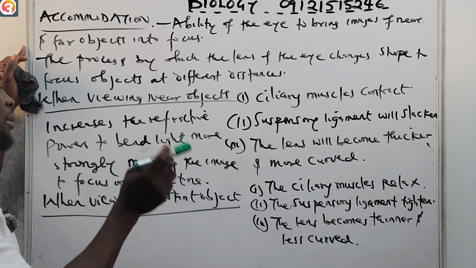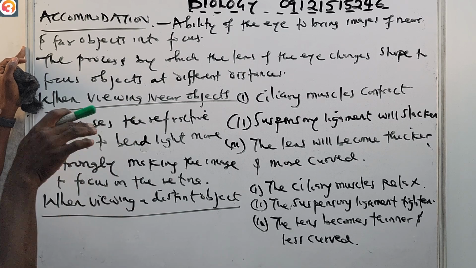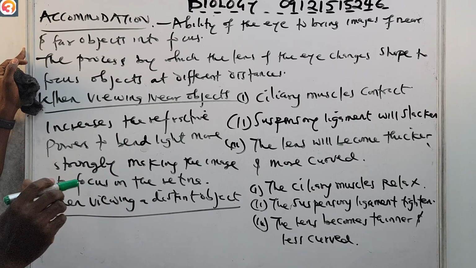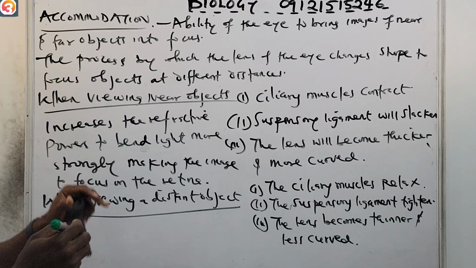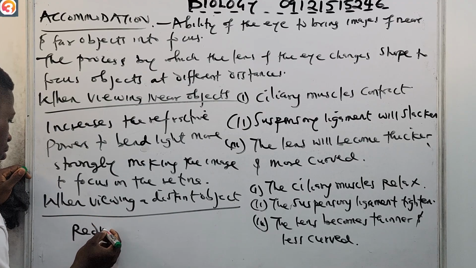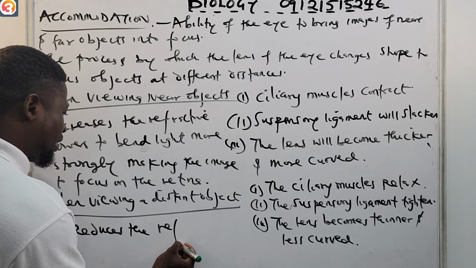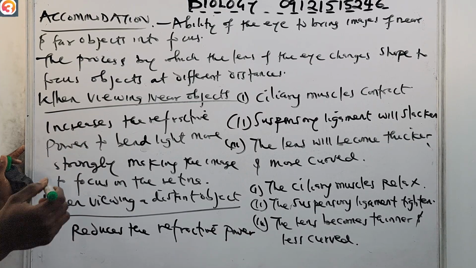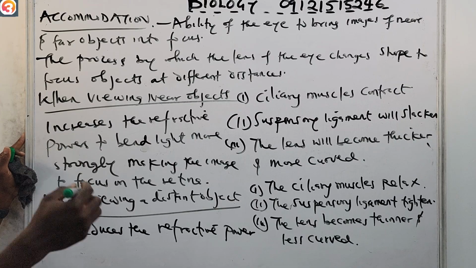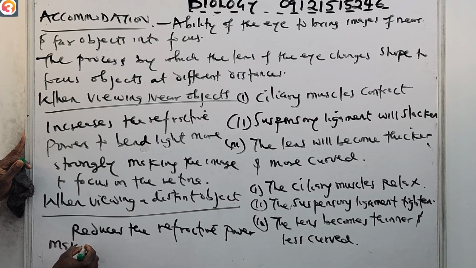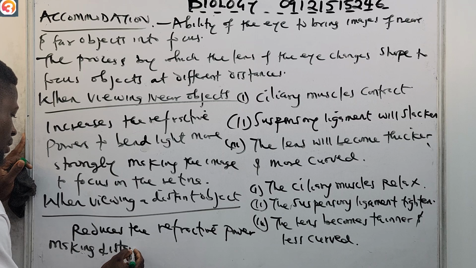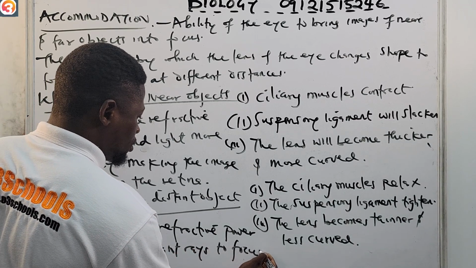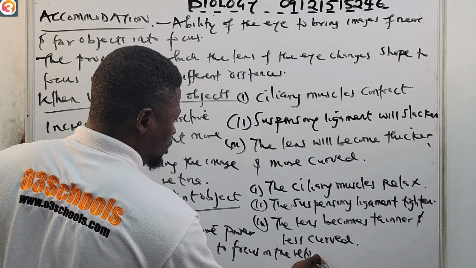So it will decrease the refractive power. In this case, the ciliary muscles will relax, the suspensory ligament will tighten, and the lens will become thinner and less curved. This reduces the refractive power, making distant light rays focus on the retina.